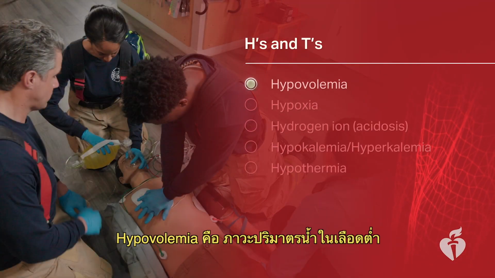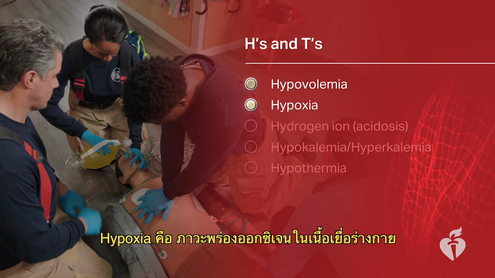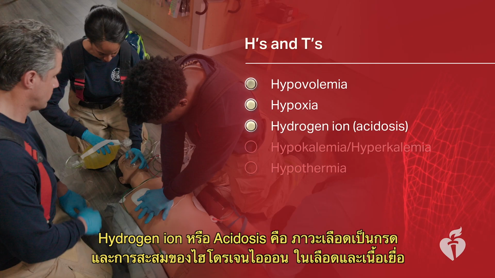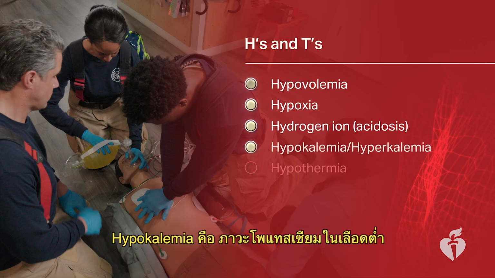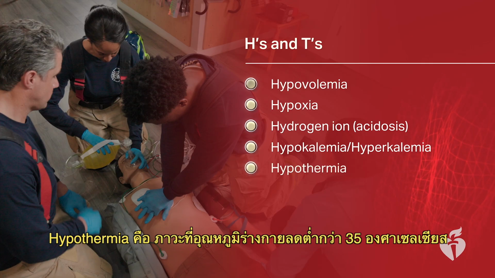Hypovolemia is low blood volume. Hypoxia occurs when inadequate oxygen is reaching the body's tissues. Hydrogen ion, or acidosis, is the accumulation of acid and hydrogen ions in the blood and body tissues. Hypokalemia is low blood potassium. Hyperkalemia is an abnormally high concentration of potassium ions in the blood. Hypothermia is when the body temperature drops below 35 degrees Celsius.